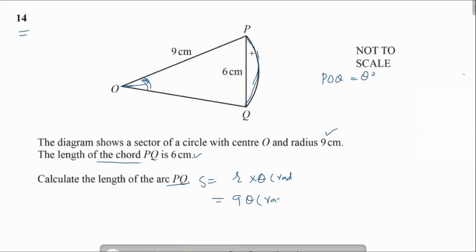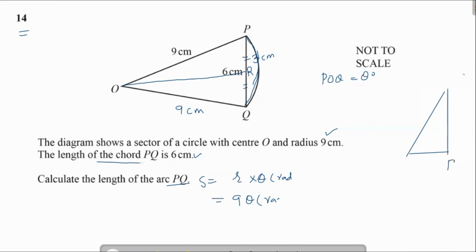Now you see here, to find the angle theta, this is the isosceles triangle, because OQ is also 9 centimeters, it is a radius. In the isosceles triangle, the perpendicular from O to PQ bisects the chord, and this chord length PQ is 6 centimeters, therefore it bisects into 3 centimeters each. Therefore, suppose that this perpendicular intersects PQ at point R. Now we get the right angle triangle. Now you see here, this is the right angle triangle OPR.